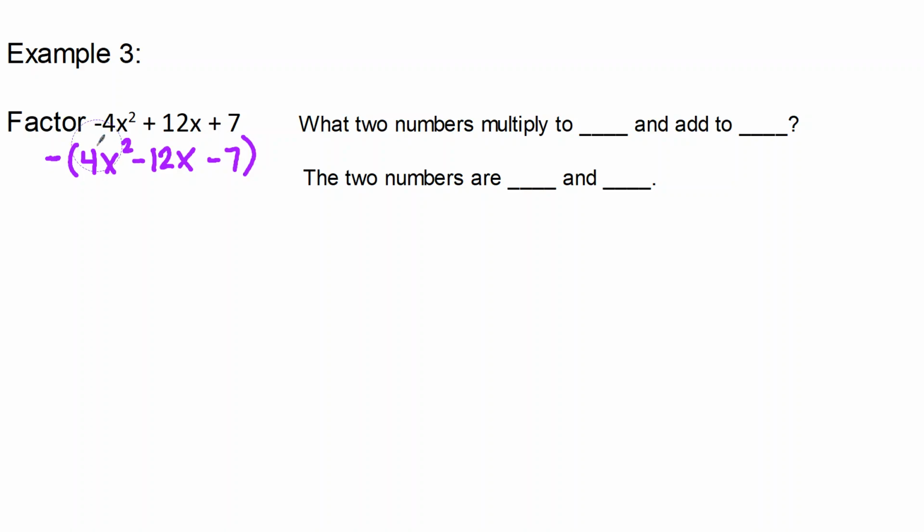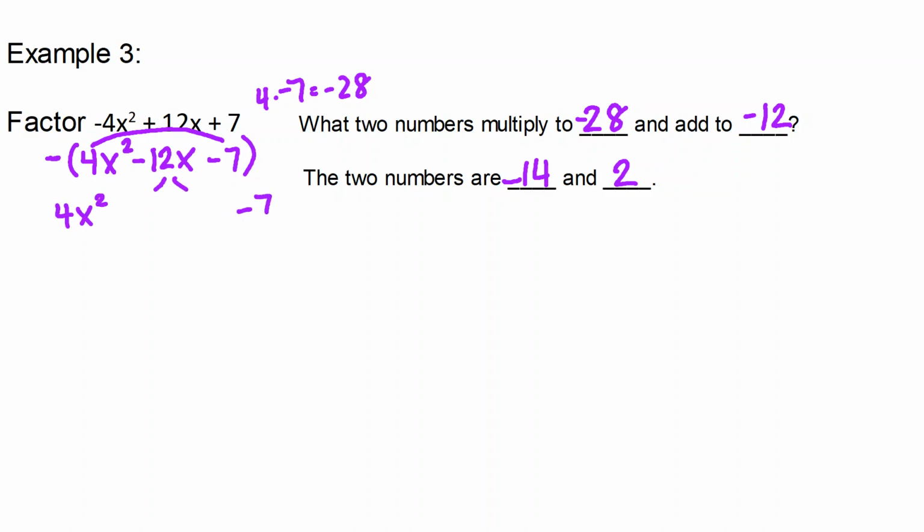So now I'm finding factors of 4 times negative 7, which is negative 28. I need 2 numbers that will multiply to negative 28 and add to that middle term, which is negative 12. Okay, I'm looking for 2 different signs. The bigger one must be negative. That would be negative 14 and positive 2. So I'm going to split up my middle term. Bring down my 4x squared, bring down my minus 7. Those 2 numbers we just decided on means it's going to be minus 14x and plus 2x.